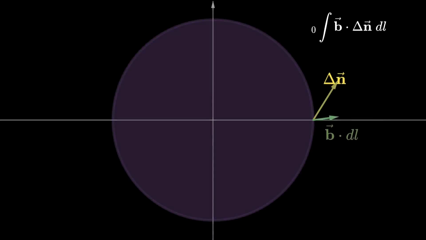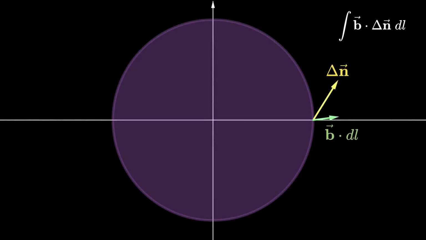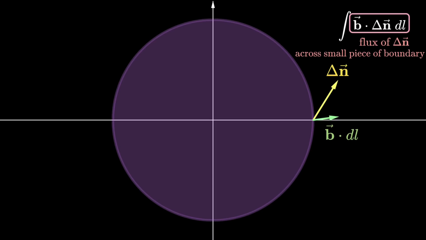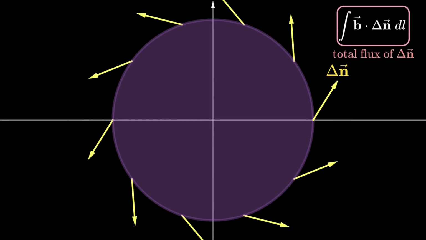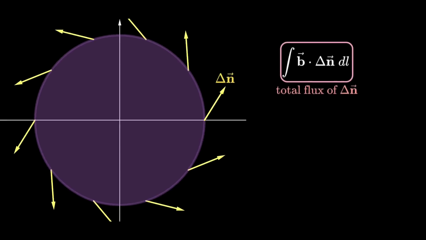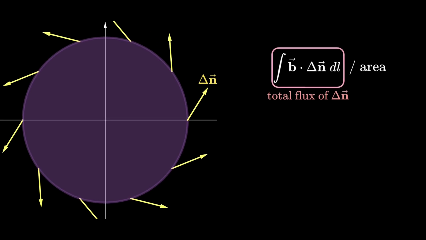The dot product itself can be viewed as the flux from delta n out of the small piece of the boundary. The integral wants us to add up all the flux contributions along the boundary, so the integral is the total flux of delta n across the boundary. Ultimately, we want to compute the limit of this integral per area when the area tends to 0, which is almost exactly the definition of divergence. Or you can use the divergence theorem to see this.